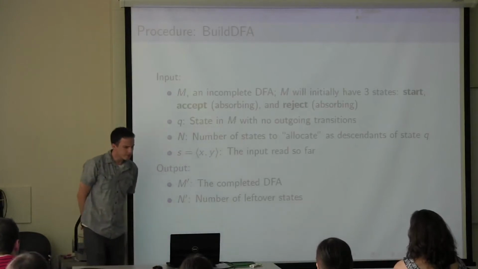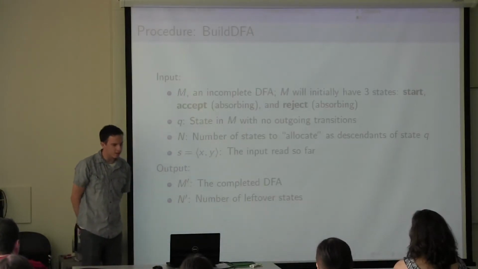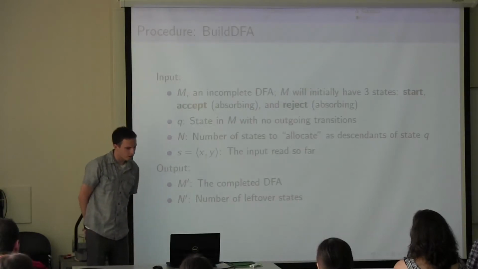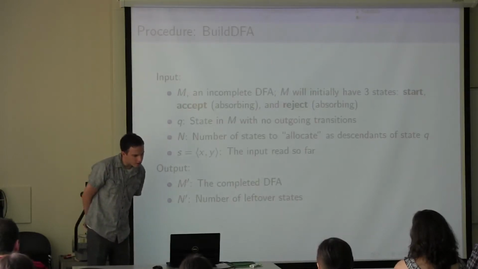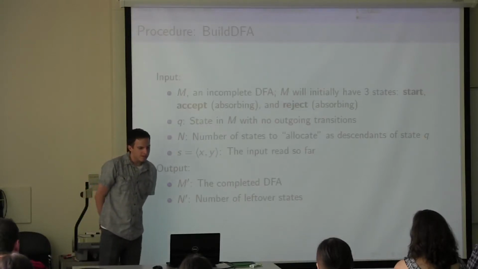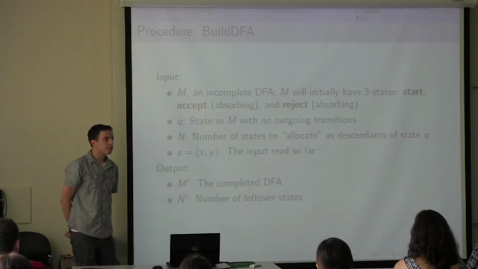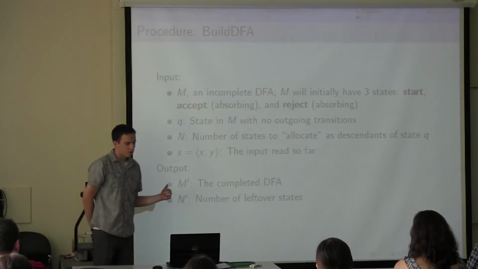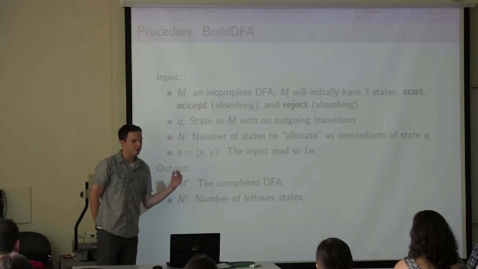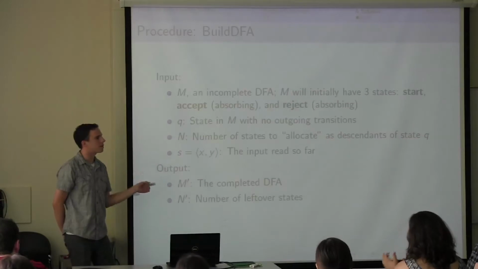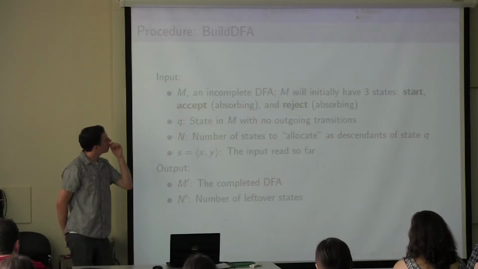So, build DFA. I call it a procedure because it's not written out quite as neatly as an algorithm should be, but hopefully I can get the gist across. It takes as input this incomplete DFA. It starts with a start state, an accept state, and a reject state. And the accept and reject states, once you transition to them, I say absorbing. That just means that you can't get out, right? Cool. So we'll start with that.